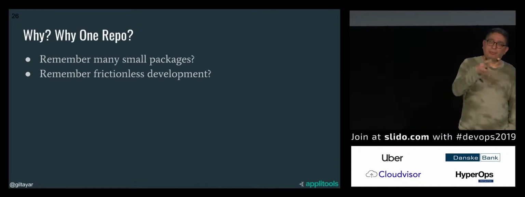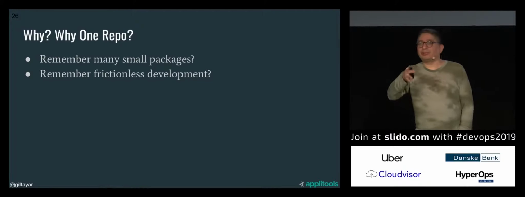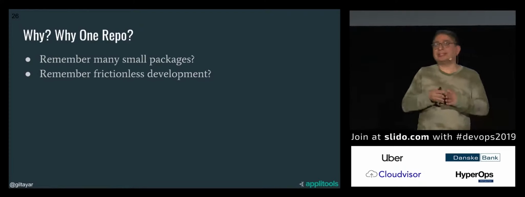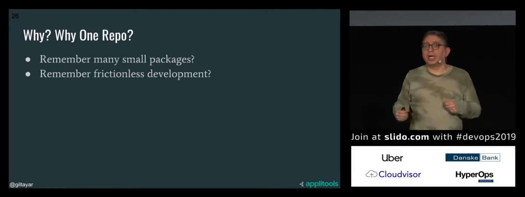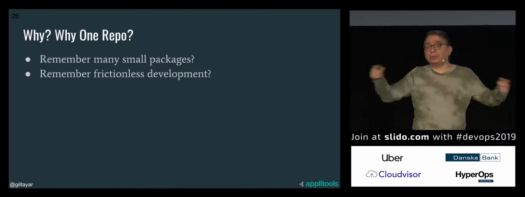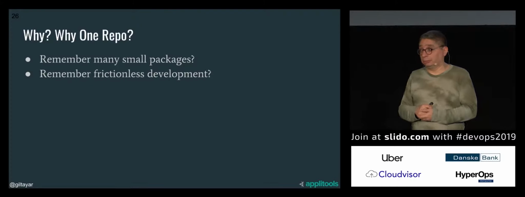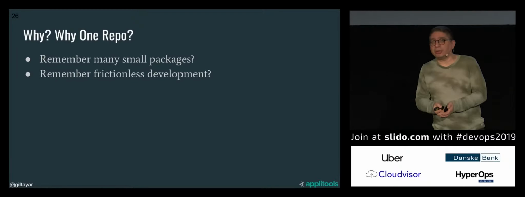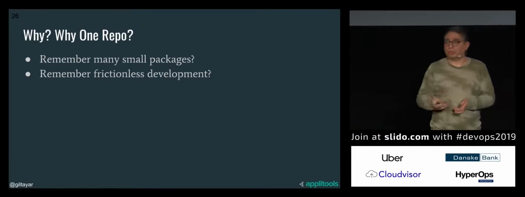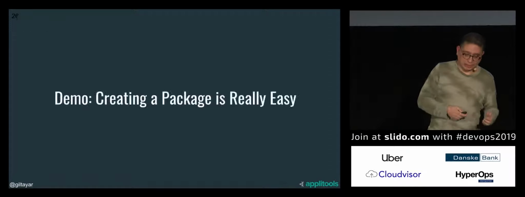Remember, we have many small packages, and we need frictionless development. If we had 75 small packages, each with its own Git repository, we would be constantly pulling and pushing, and searching through these repositories would be hell. It would be very, very difficult. But if it's all in one repo, searching, pulling, pushing, doing all that is very simple.